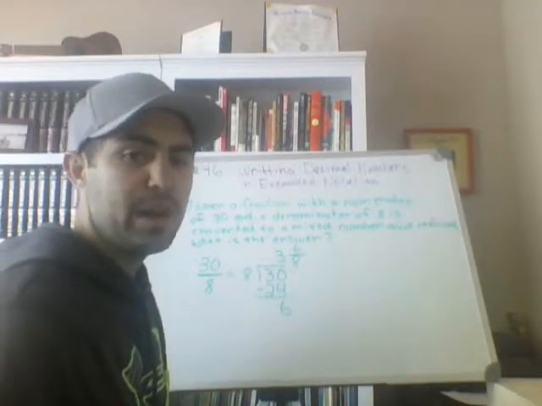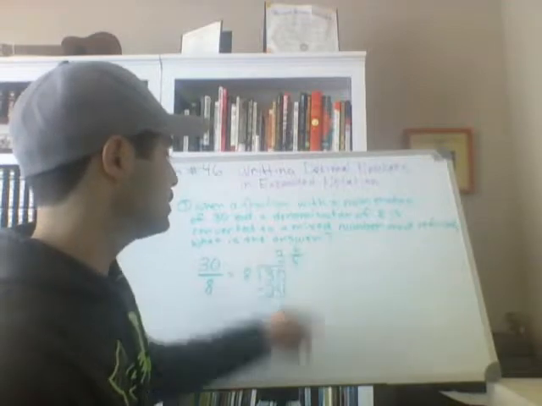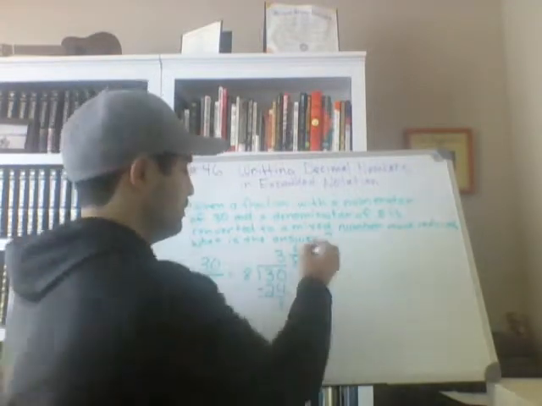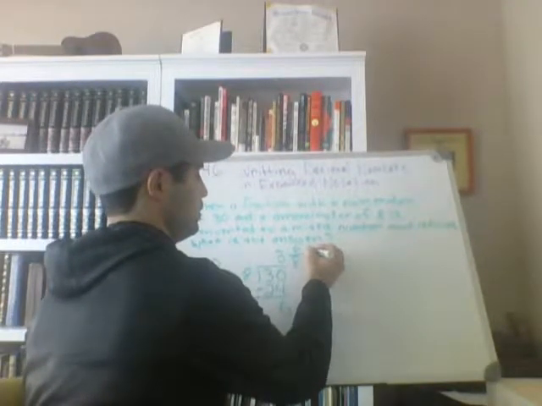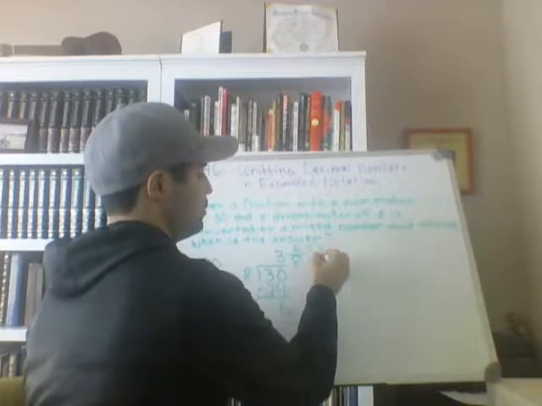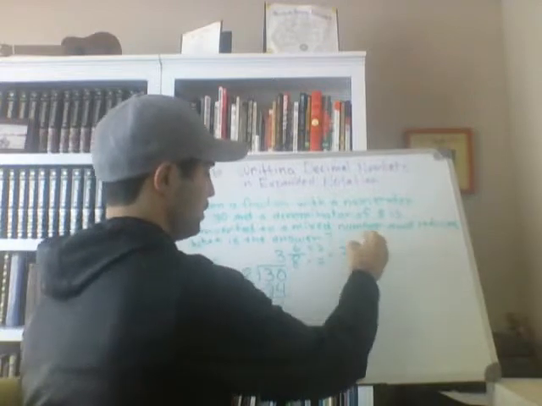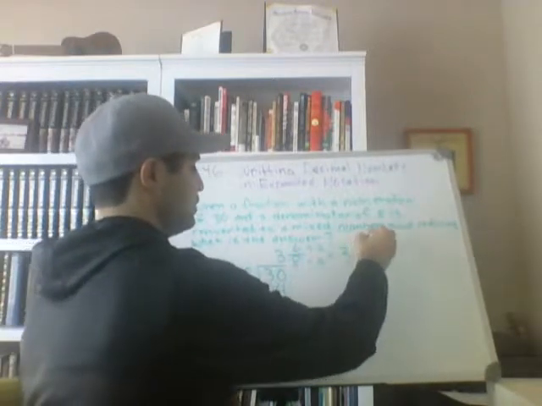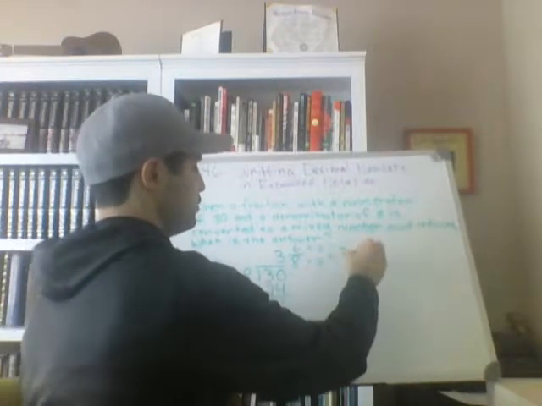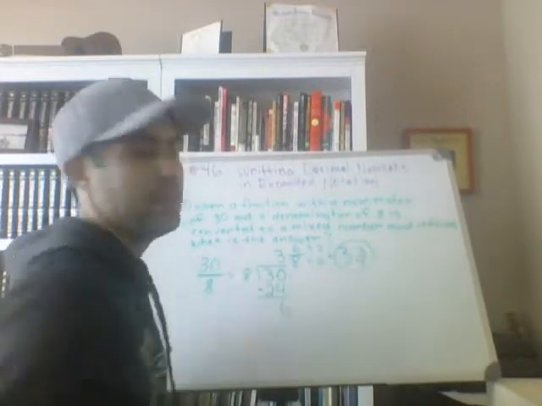Now, if you divide top and bottom of this fraction by 2, then you can reduce it. So this is going to be 3. Don't forget to bring the 3 over. And then 6 divided by 2 is going to be 3, and 8 divided by 2 is 4. So your answer is 3 3/4.